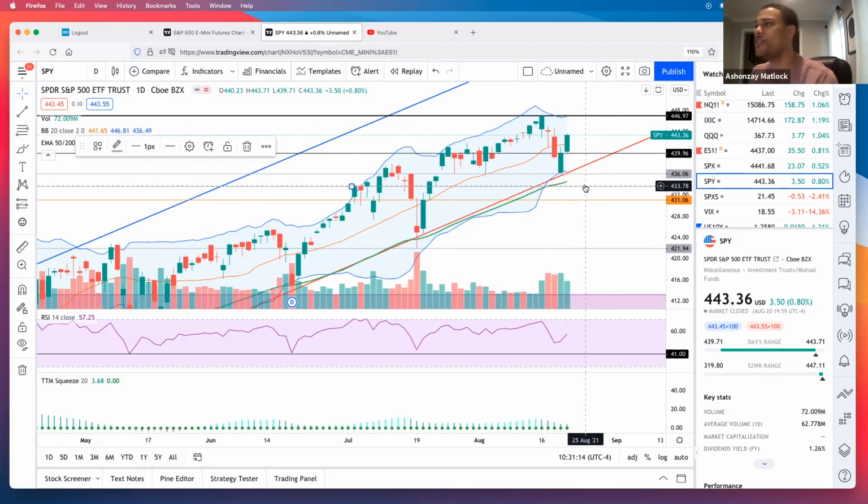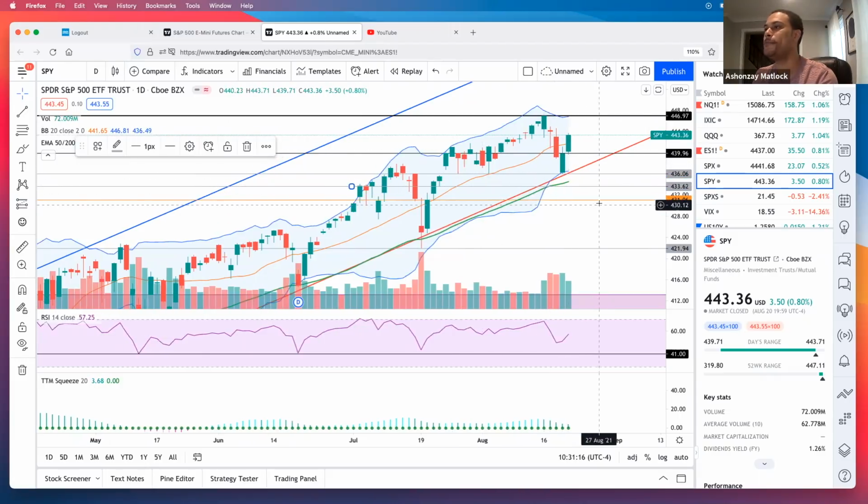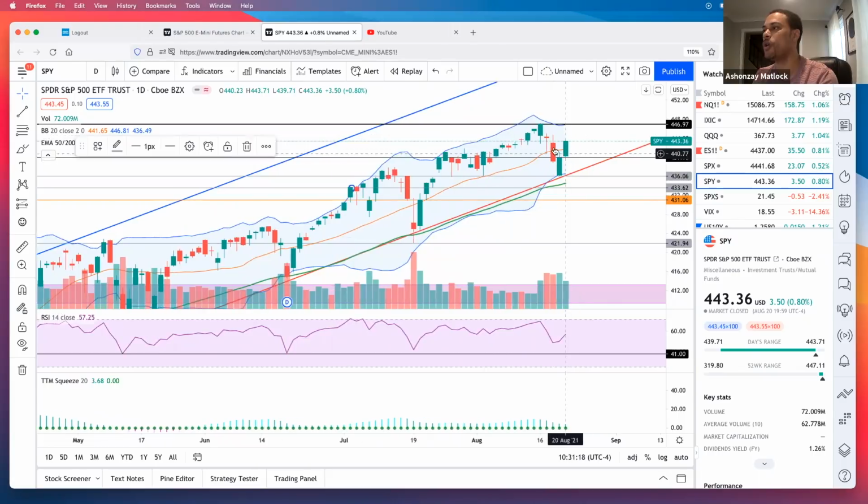So just be cautious of those levels on the SPY as we are going into a volatile period as far as September goes. So it's going to be interesting to see how things work out. But those are, again, the key levels to pay attention to when it comes to the SPY.